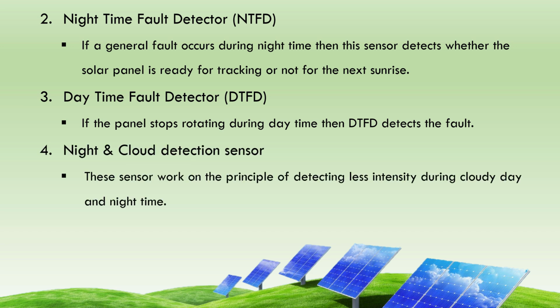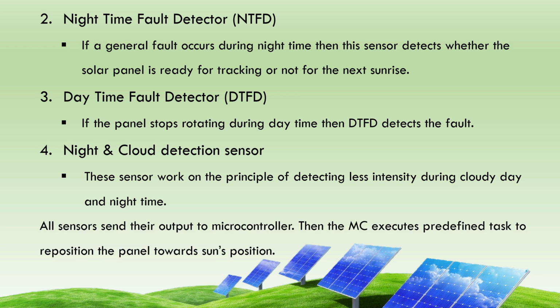In cloudy day, light intensity is less than a normal day. Similarly, during night, light intensity is far less than cloudy day. So, the night and cloud sensors work on this principle to detect the event. In case of night event, the microcontroller stops all operation of the system and repositions the solar panel towards east to track the sun for next morning. Output of all these sensors given to microcontroller, and it executes predefined task to reposition the panel towards the sun's position with help of stepper motor.